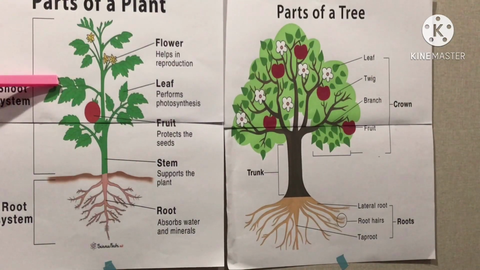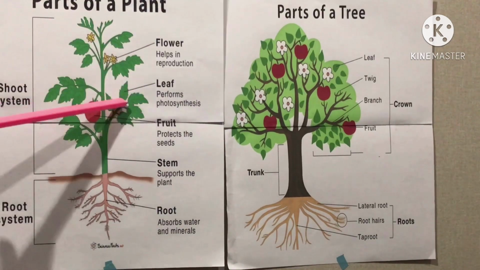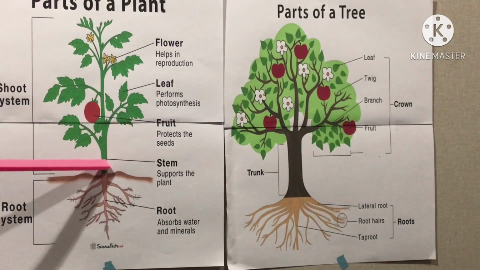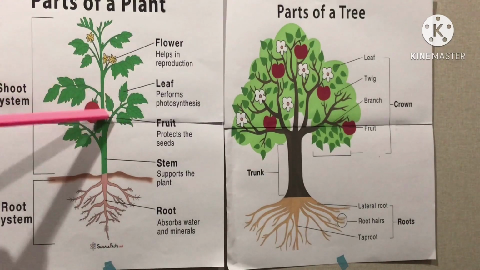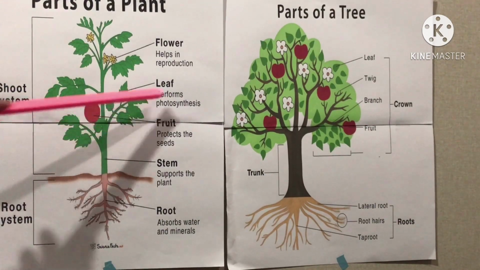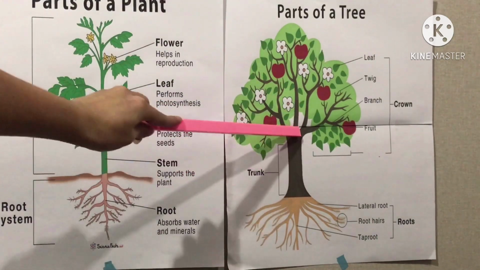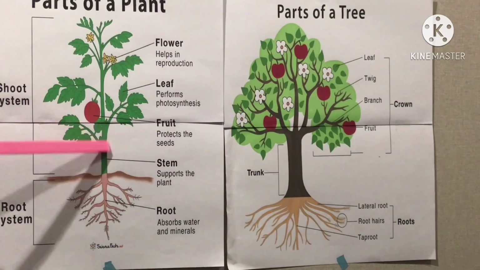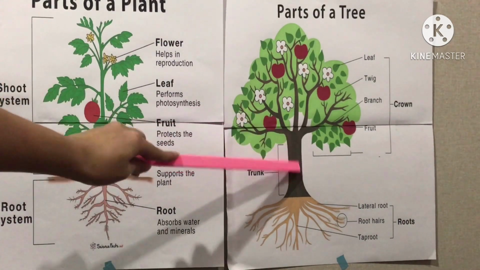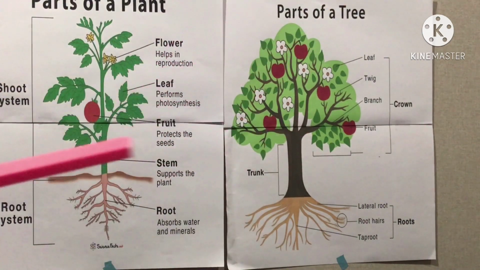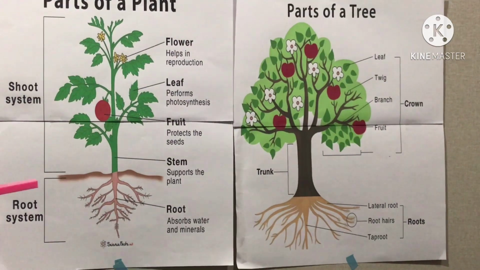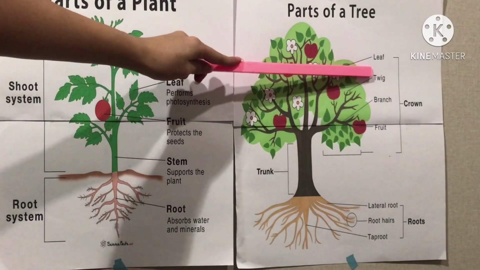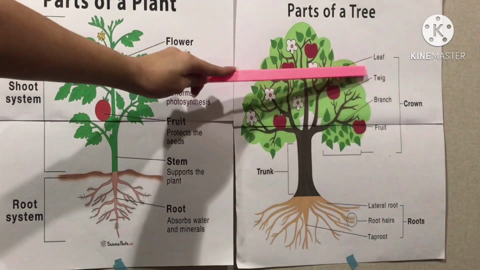So we have here the plant, or the tomato plant, and the apple tree. What are the differences between the two? This is what we call the stem, and for the tree, this is what we call the trunk. For the tree also, we have the branch and the twig.